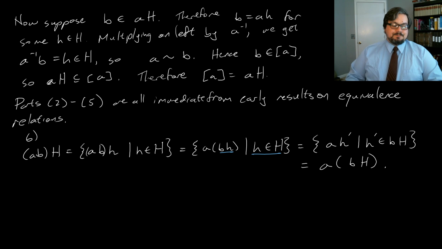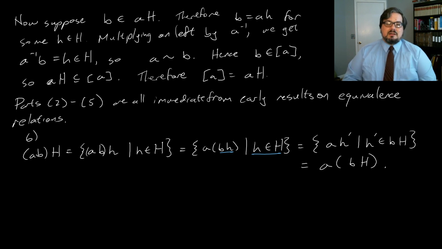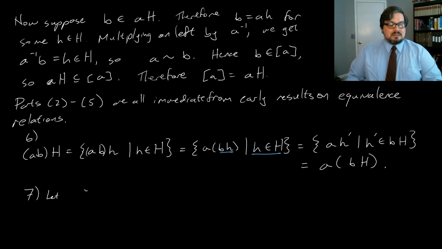Okay, part 7. We want to show that all cosets have the same size. We want to show that the cardinality of AH is equal to the cardinality of BH. Now we're going to simplify this a little bit. We're going to show that every coset has the same cardinality as H itself. And so because they all have the same cardinality as H, they all have the same cardinality as each other. So let's let phi from AH to H be given by, oh, I'm sorry, I want to go the other direction, from H to AH.